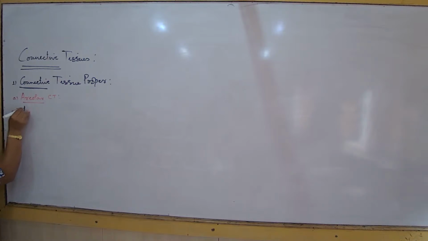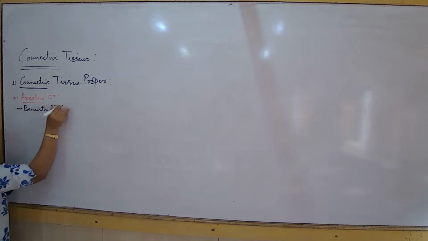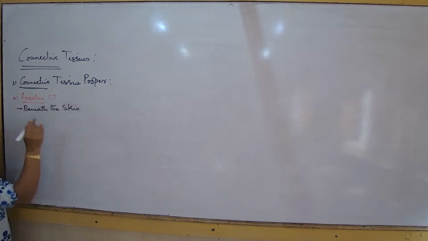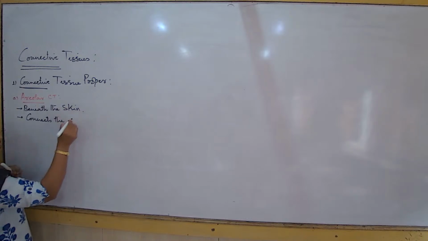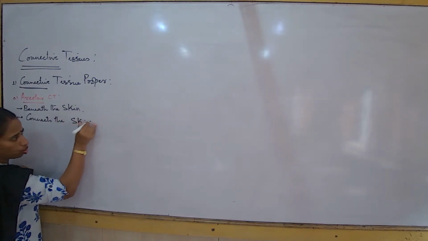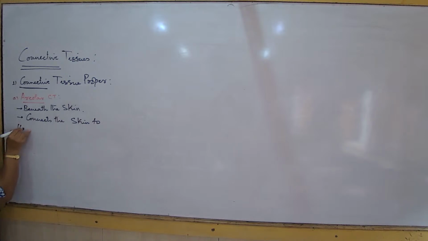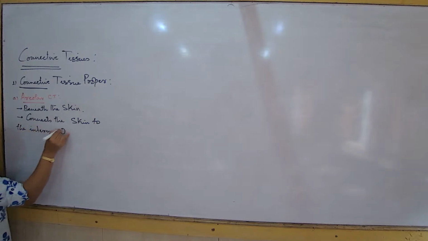Where is this tissue present? This tissue is present beneath the skin. What does it do? It connects. This you have to write: areolar connective tissue is present beneath the skin and connects the skin to the internal organs.